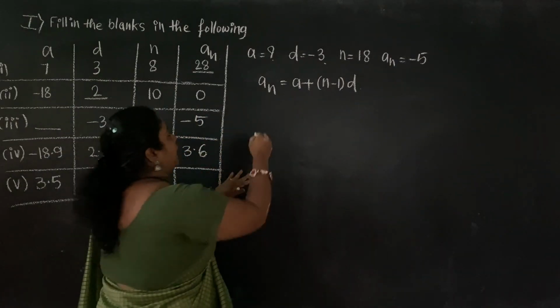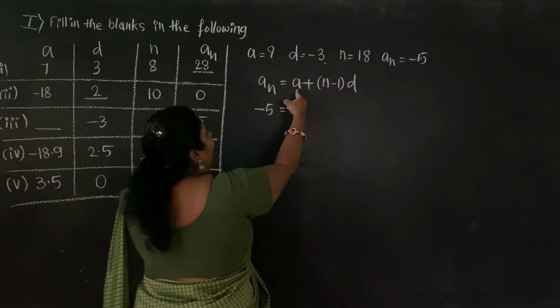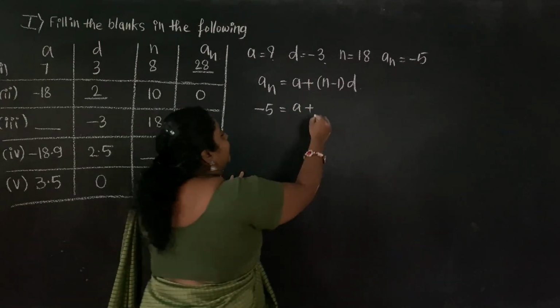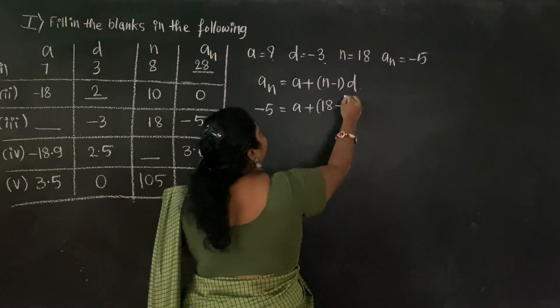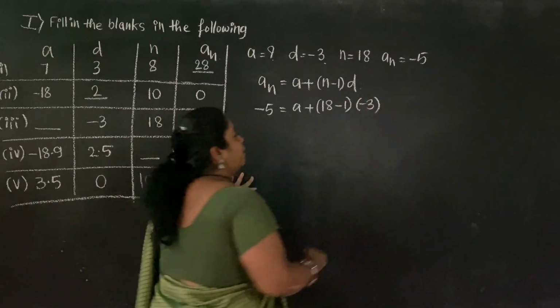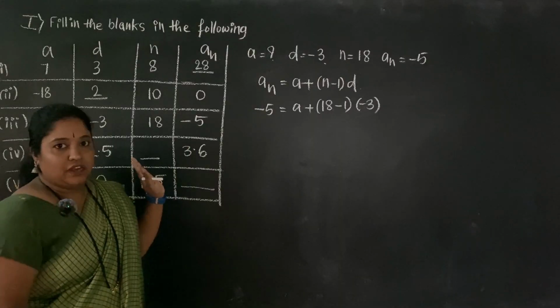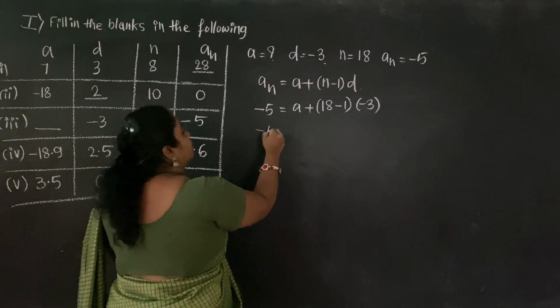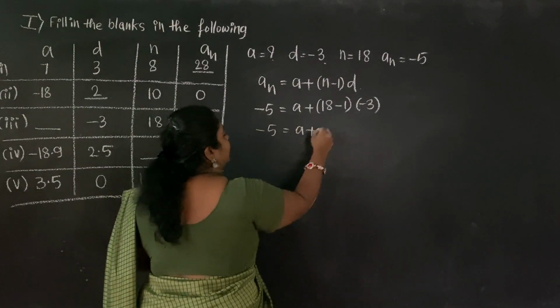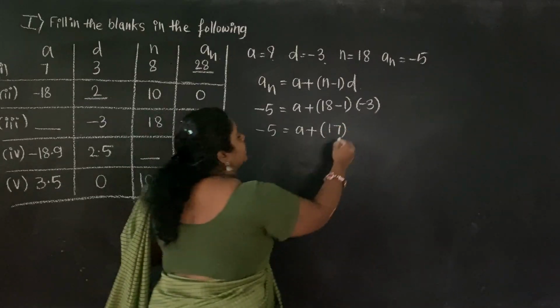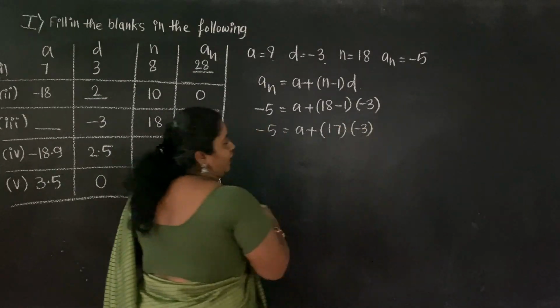What is the an value? Minus 5. See, a is not provided. I'll be writing just a as it is. n is 18 minus 1 and d is minus 3. First substitute all the values in the question. Understanding? See here, minus 5 is equal to a plus, 18 minus 1 is how much? 17. 17 into minus 3.